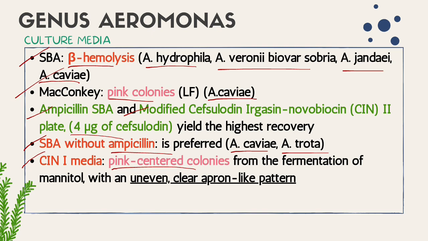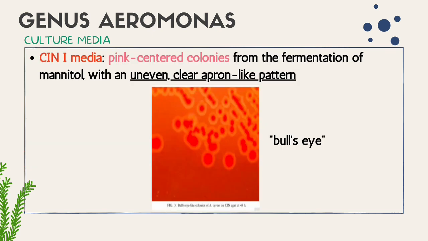So later on, we'll show you the appearance of them in CIN media. So here is the Aeromonas caviae in CIN media, or the cefsulodin irgasan novobiocin media. So they appear as pink-centered colonies. It is not very clear here, but it is a reddish pink. But they are pink-centered colonies due to the fermentation of mannitol. So they can also ferment this sugar with an even clear apron-like pattern, or more commonly from other sources, a bullseye appearance.